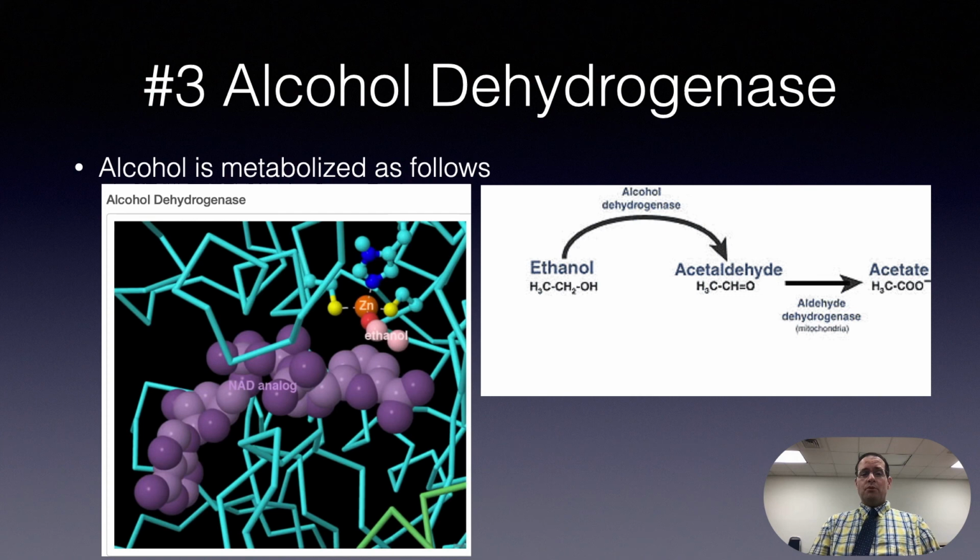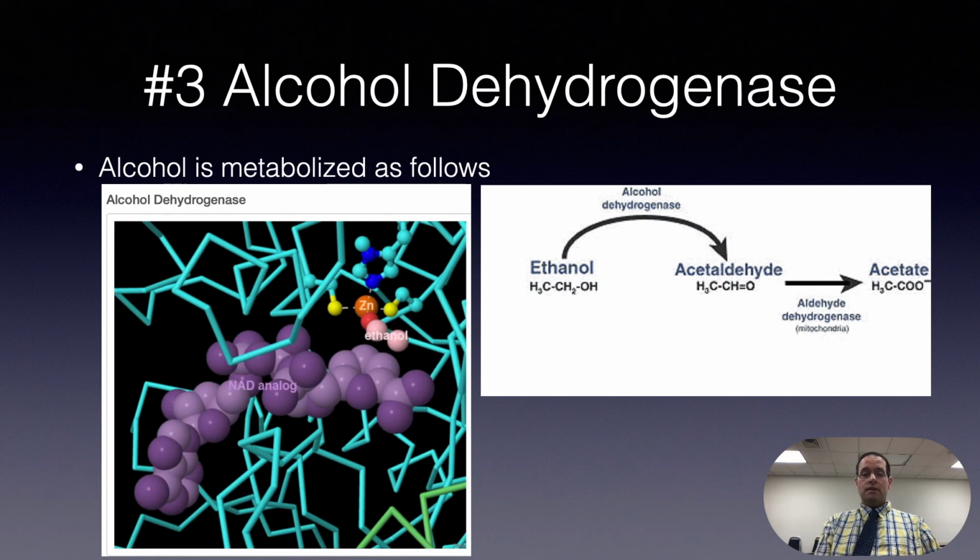A third example here is alcohol dehydrogenase. On the right here, you can see how alcohol is metabolized. So if somebody drinks alcohol, it is first metabolized to form acetaldehyde. Acetaldehyde gives the headache feelings, the hangovers, the nausea, and so on. And then the acetaldehyde is further converted to acetate, where that's excreted from the human body.